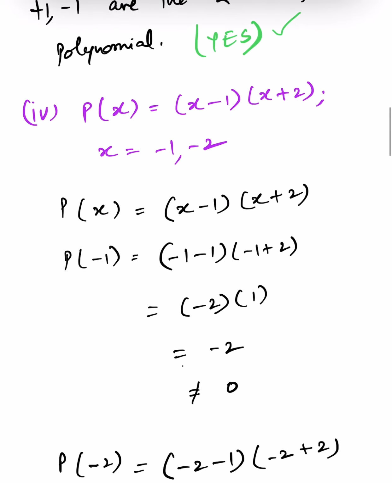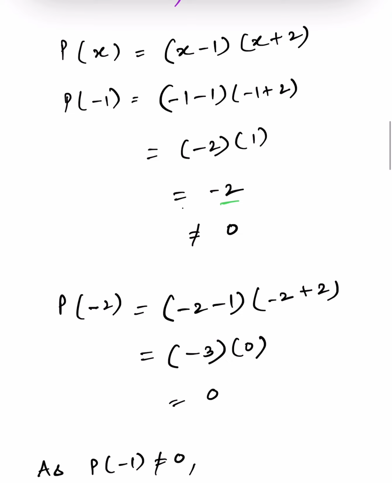Fourth bit, p of x equal to x minus 1 into x plus 2. x equal to minus 1, minus 2. So let us write p of x first, x minus 1 into x plus 2. P of minus 1 equal to minus 1 minus 1 into minus 1 plus 2. So minus 2 into plus 1 is minus 2, but this value is not equal to 0. So p of minus 2 equal to minus 2 minus 1 into minus 2 plus 2 equal to minus 3 into 0, which is 0.